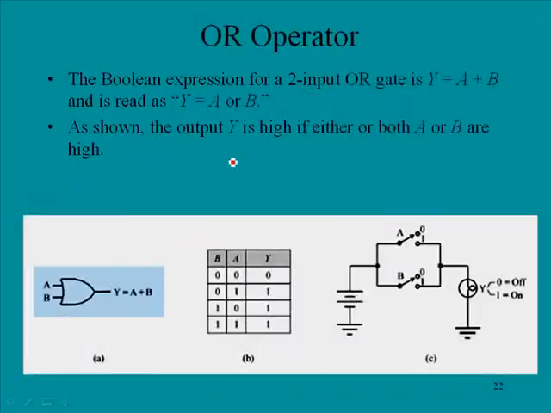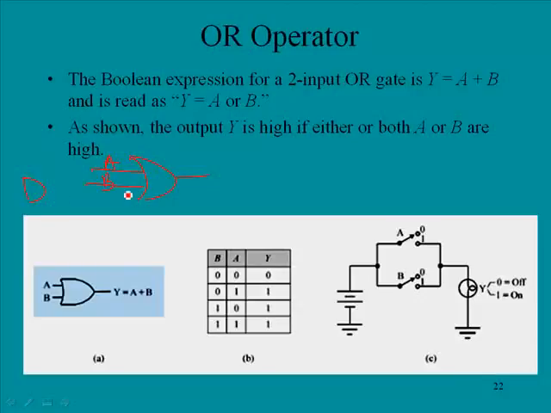Okay, the next basic gate is the OR gate. The Boolean expression for a two-input OR gate is Y equals A plus B, and it is read Y equals A or B. As shown, the output Y is high if either or both A or B are high. And so the expression here is, and you have a curved front, and you have the two inputs, and this would be your output. Remember, the AND looks kind of like this. This would just distinguish it from an OR.